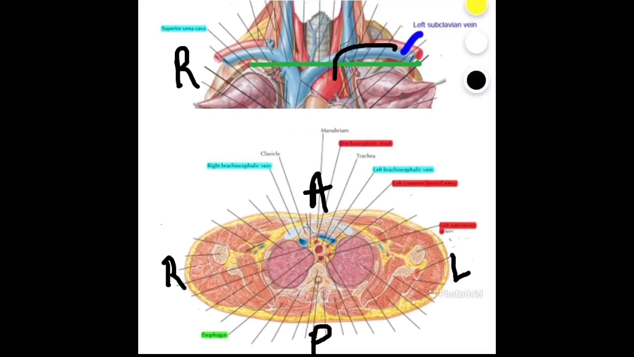I told you it gives off three branches. One is the left subclavian artery, then you have the left common carotid artery, and then you have the brachiocephalic trunk. These are the three vessels. They are present behind this left brachiocephalic vein. Alright, so if we were to see these vessels, if you move from left to right, you will have first the left subclavian artery, then the left common carotid, and then the brachiocephalic trunk.